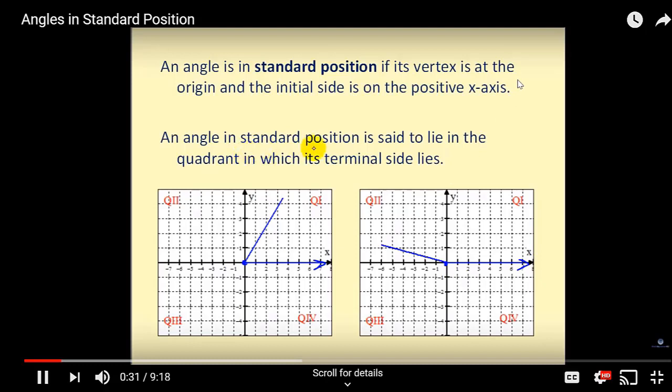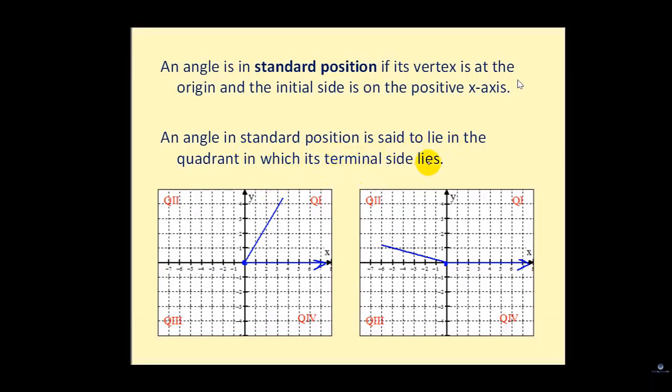An angle in standard position is said to lie in the quadrant in which its terminal side lies. So if we thought of this angle as the rotation from this initial side to this terminal side, it would lie in the first quadrant. Now we should also note there's an infinite number of angles that would also have this as its terminal side. For example, if we started here at the initial side and rotated it clockwise, this would be a negative angle, which would also lie in the first quadrant.